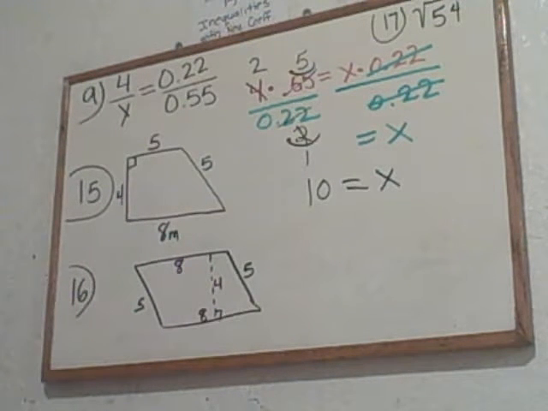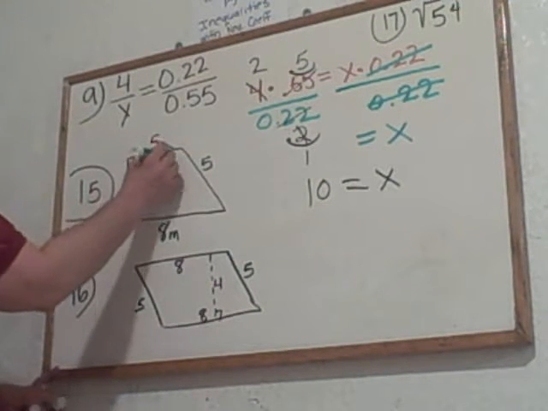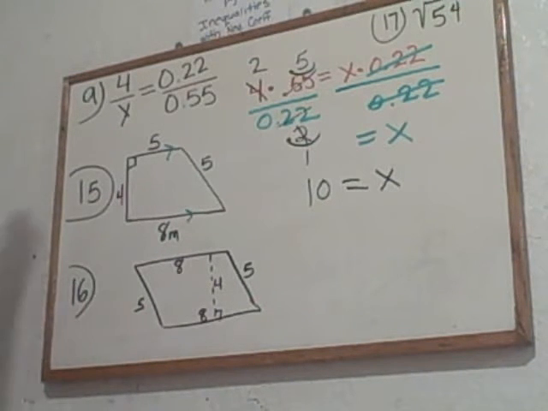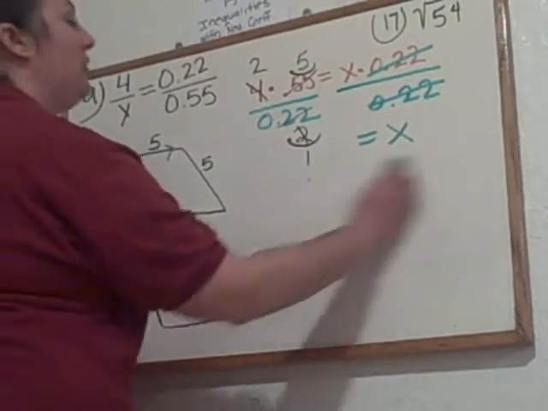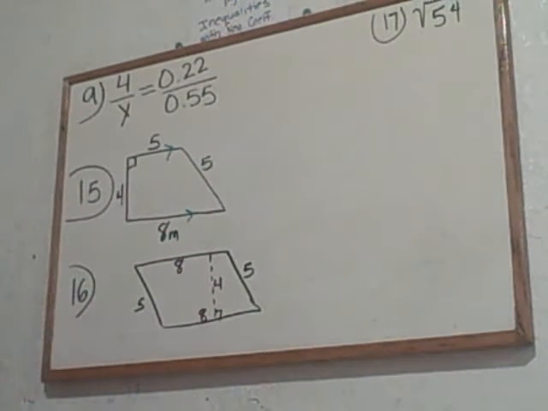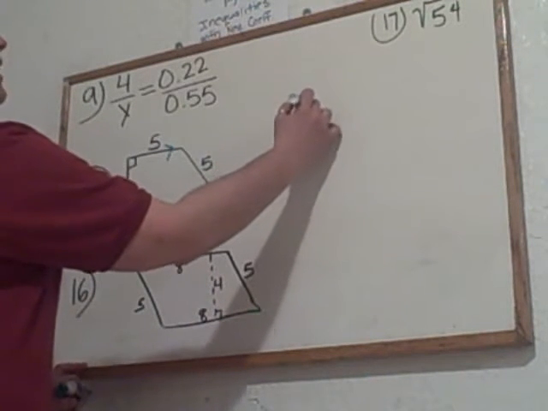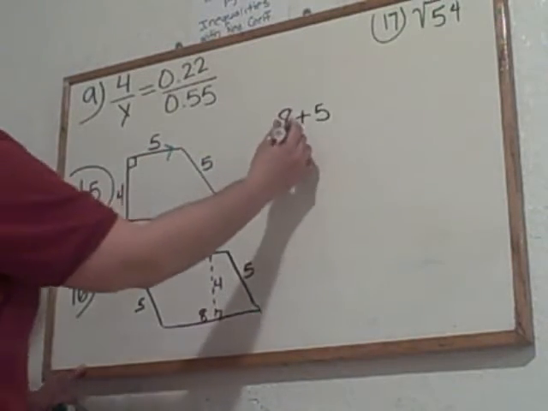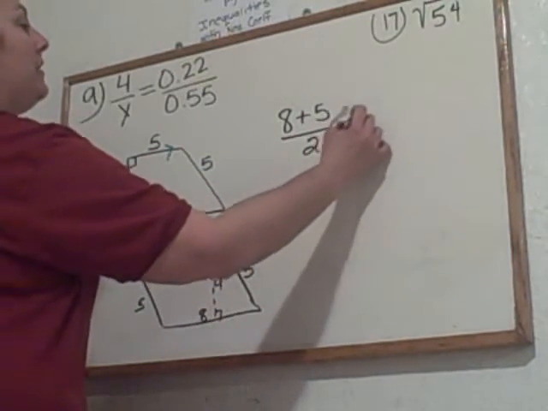Looking next at number 15, 15 asks us to tell what the shape is in this problem, and it is a trapezoid. Remembering that the trapezoid has one pair of parallel lines. How do I find the area of the trapezoid? Remember, the thing that's different about the trapezoid is it has two different bases. So in order to find its area, I have to average the bases and then multiply that times the height. So the bases are the two parallel sides, which are 8 and 5. To average them, I add them together and then divide it by 2.